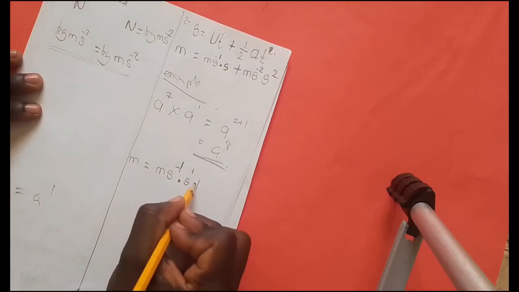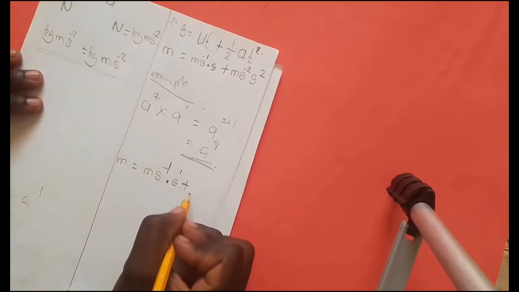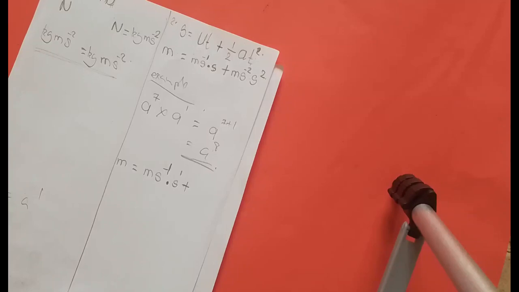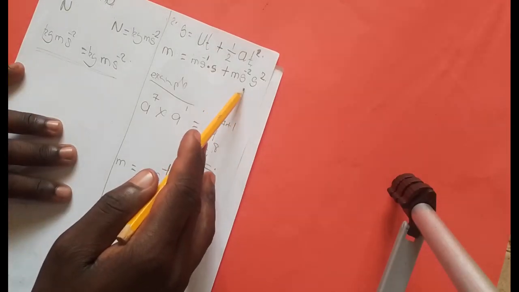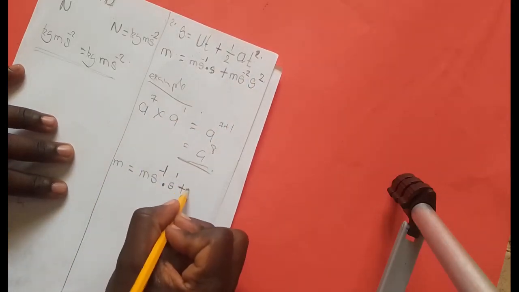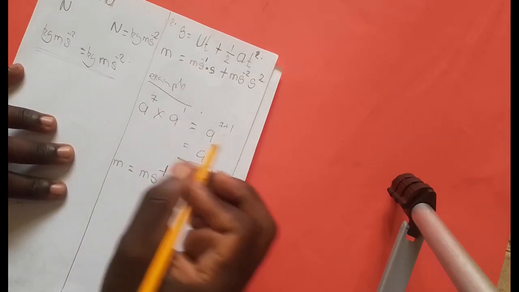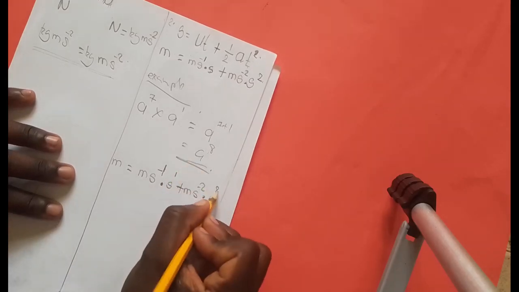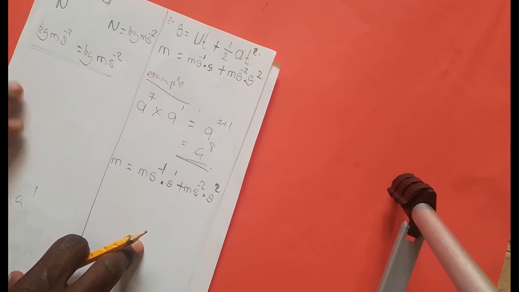Then we say plus m to the power negative 2, right? Meters per square second, plus m s to the power negative 2 times s. I forgot to put a dot here, plus s to the power negative 2, to the power 2. So what do the laws of indices say here?